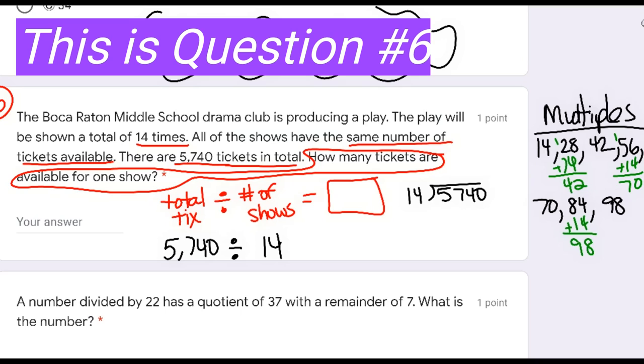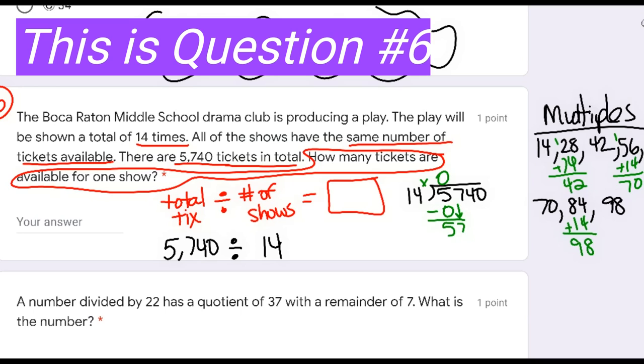So let's get started with our division. How many 14s can I get out of the number 5? That would be a big fat 0, because 14 is bigger than 5. That won't work. So I subtract out my 0 because 14 times 0 equals 0. 5 minus 0 is 5. Bring down the 7. Now I have 57.